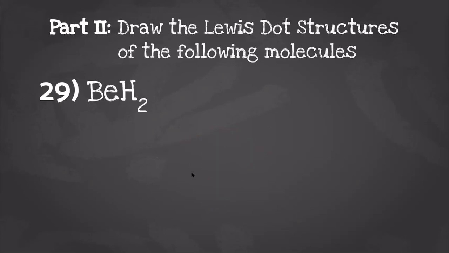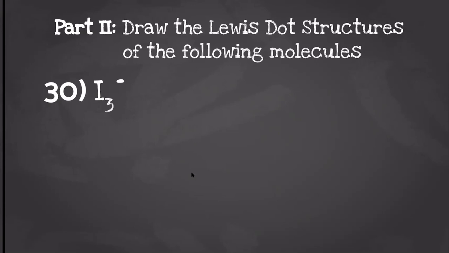For our next one, we have beryllium hydride. Beryllium has 2 valence electrons, and hydrogen only has 1 valence electron. When we move our pieces around, here, hydrogen can only fit 2 electrons, so that one's going to be happy with a full shell. And beryllium only has 2 valence electrons, so it can only form 2 bonds.